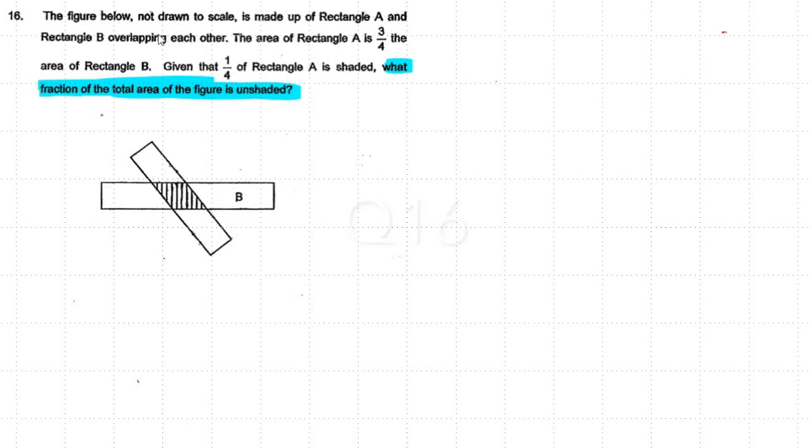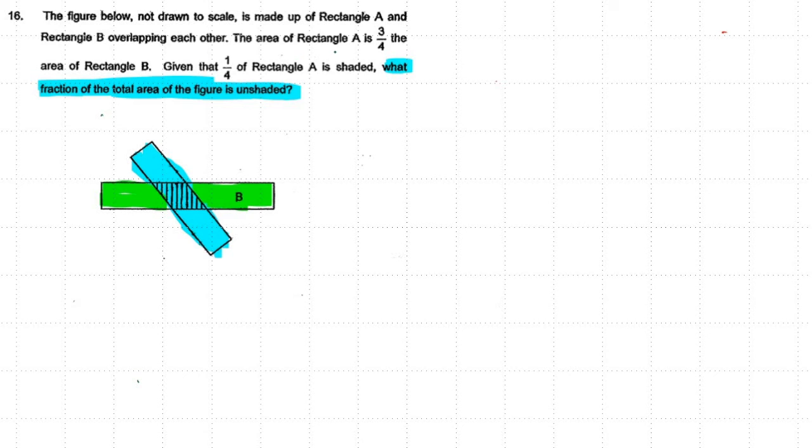Okay, let us come to this slide. Here it says that the figure below, not drawn to scale, is made of rectangle A. So over here is A. This portion here is A. This whole piece here is A, okay? And then B. So let me just highlight B. Okay, B here. So this A plus B will form the whole figure.